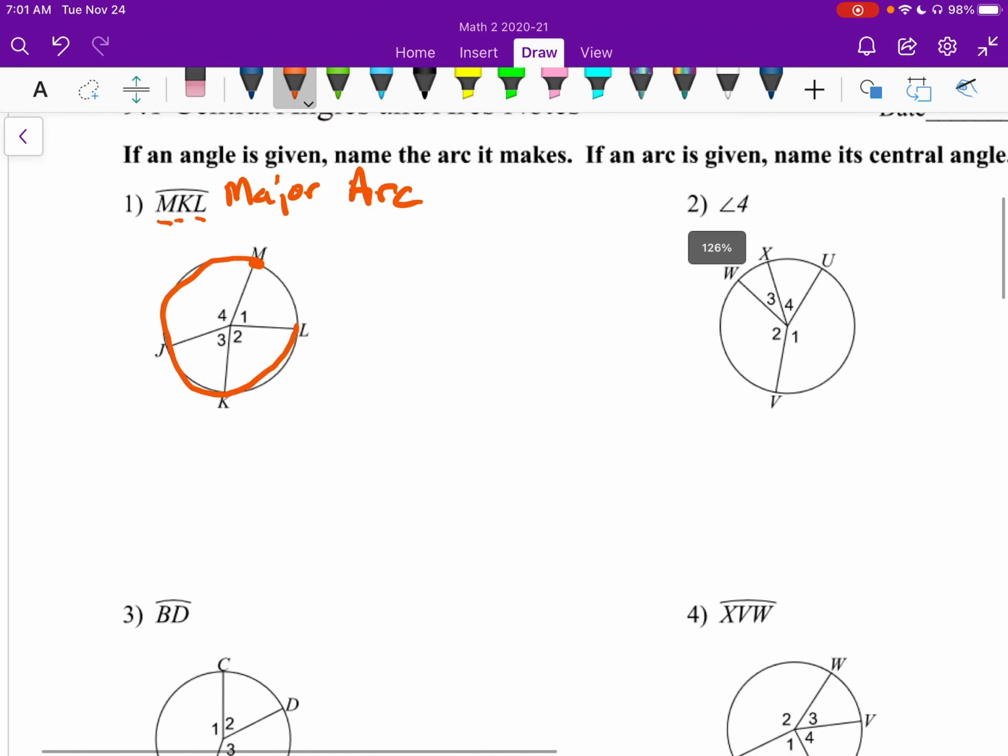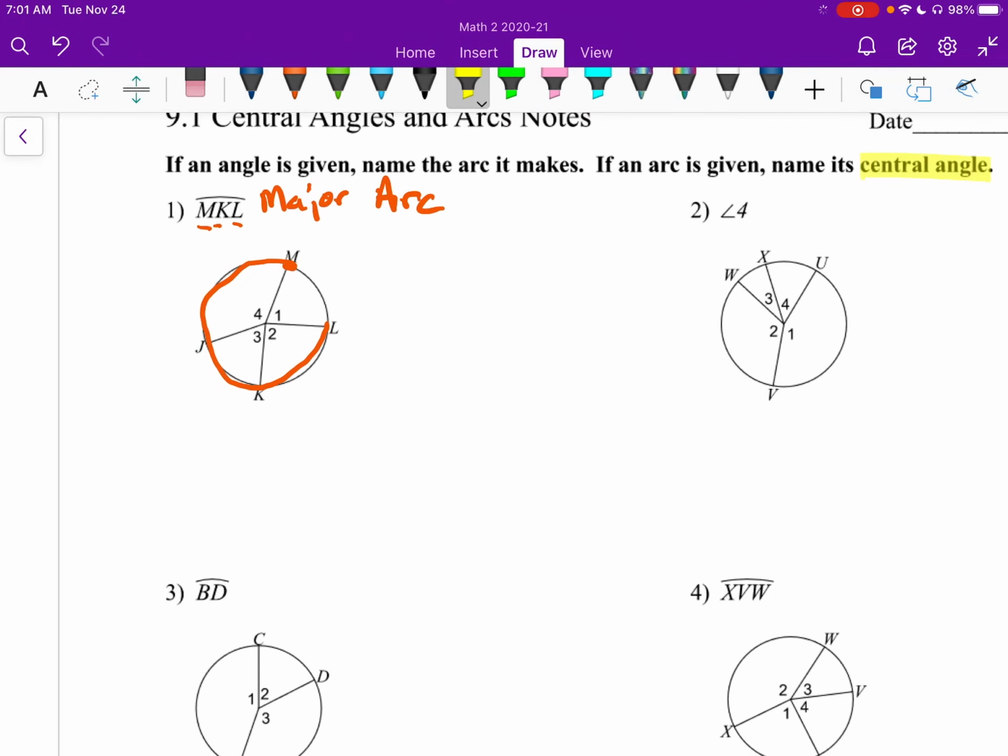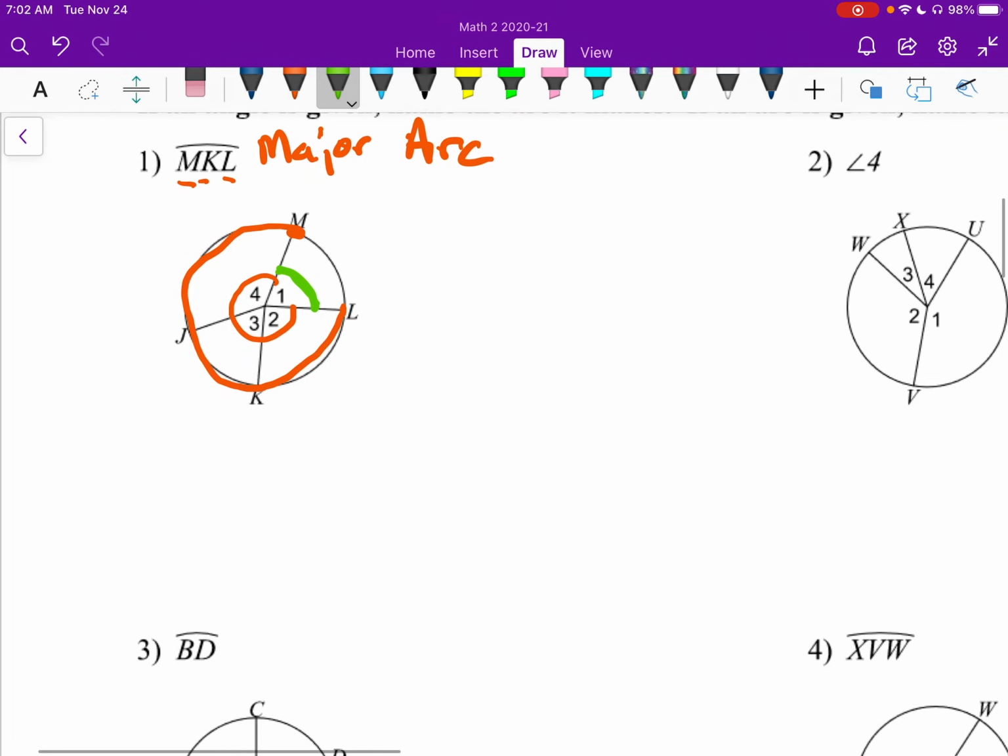And it says that they want the central angle for it. Now we could say this piece there, or we could say this piece here. And the more that I look online at definitions, it seems like there's a divide. Some people say that central angles always have to be less than 180 degrees, and some people say that central angles will always be the measure of the arc. In this case, Kuda says the answer is angle 1.